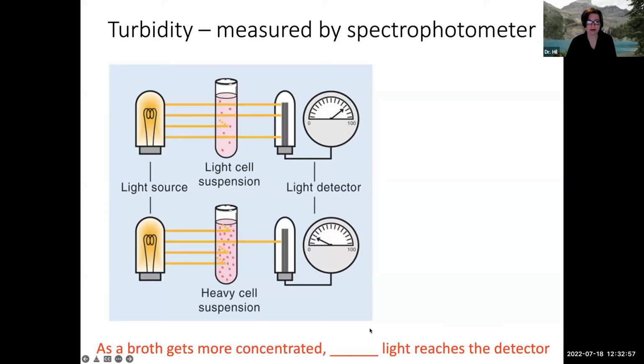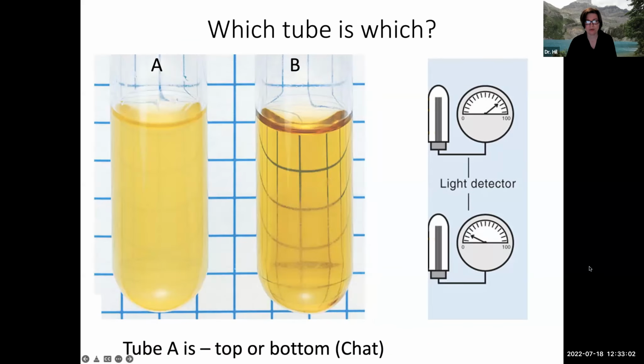The more cells there are, the less light will reach the detector. So which tube is shown by these readings? So tube A, if both these are measured and both those measurements are shown here, which one should belong to tube A?